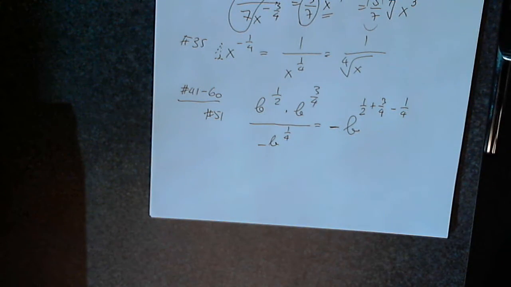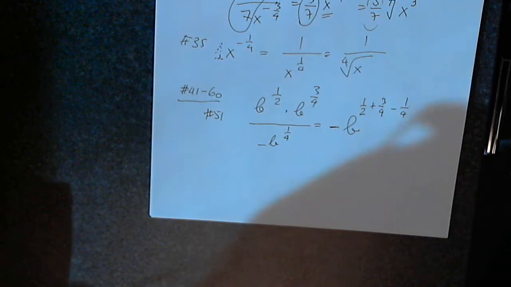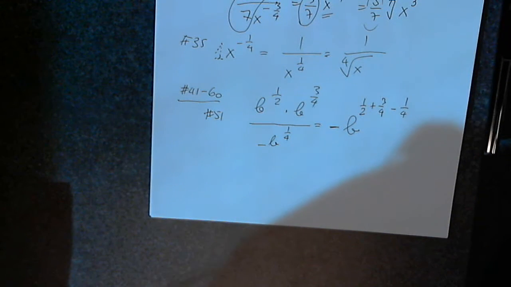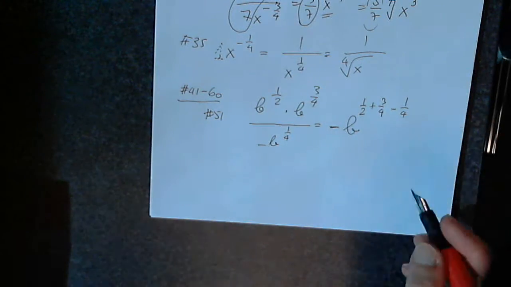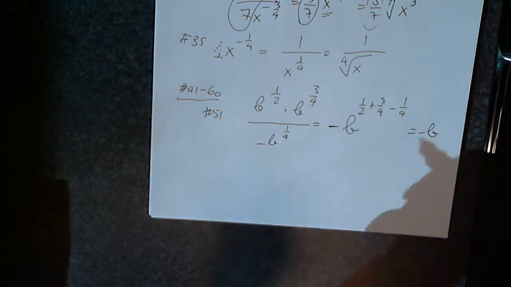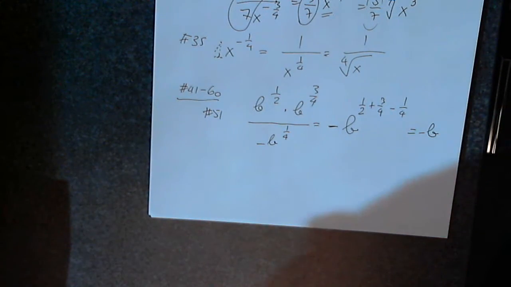So let's subtract 3/4 minus 1/4 first. 75 cents minus 25 cents is 50 cents. And the first one is also 50 cents. So 50 cents plus 50 cents is $1. So the answer happens to be negative b to the first power.